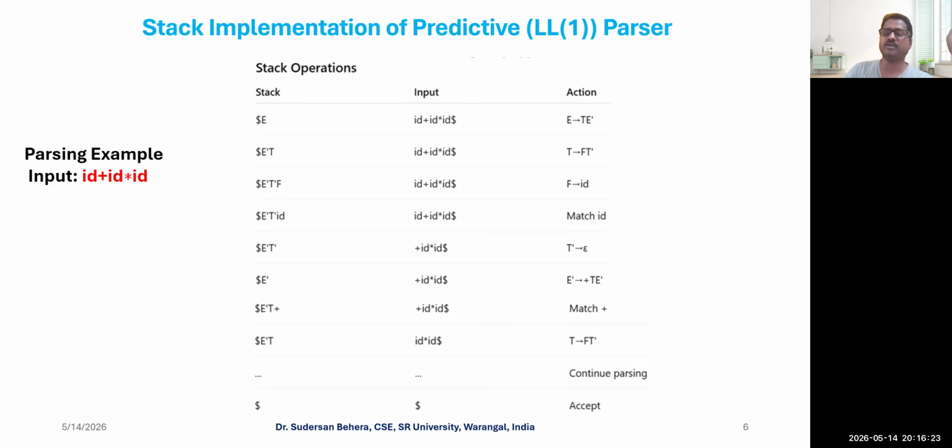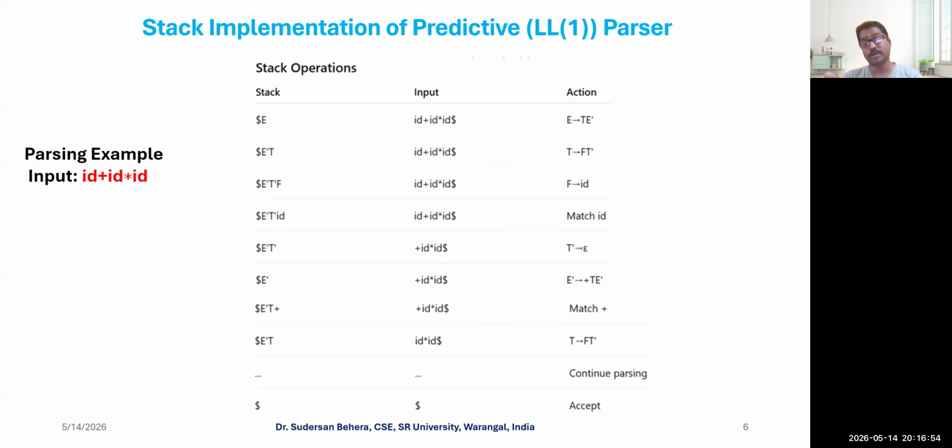Finally the parser will see there is nothing to read on the top of the stack, and there is nothing to read in the input. That means the top of the stack, which is indicated by dollar, equals the bottom of the stack. We get nothing to read on the top of the stack. Top is equal to bottom, and nothing to read in the input buffer. That means the end of the file is reached, and that is indicated by dollar. So dollar equals dollar. Finally, it accepts the string.